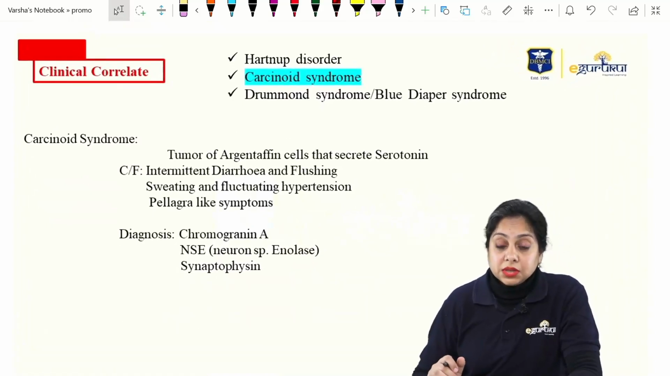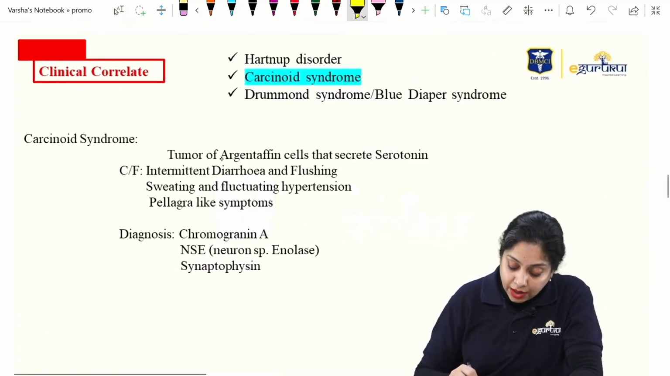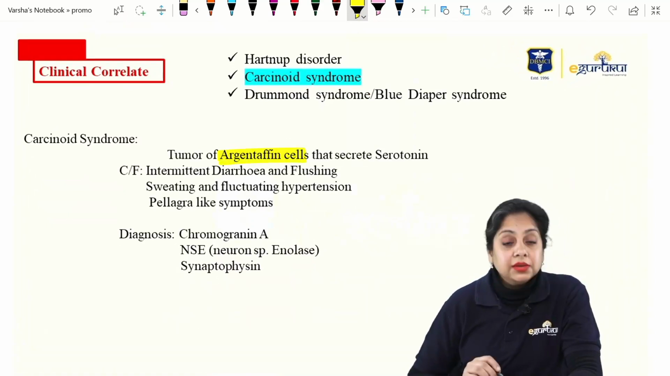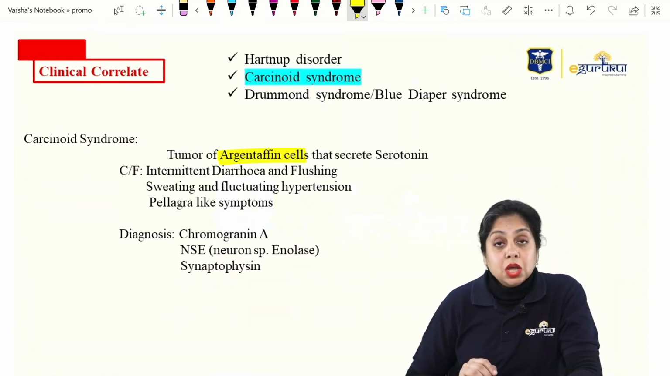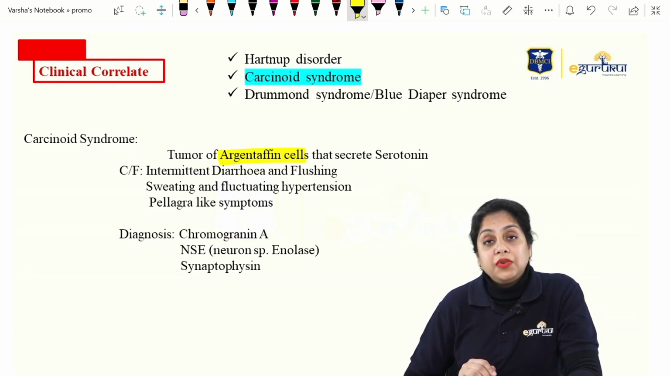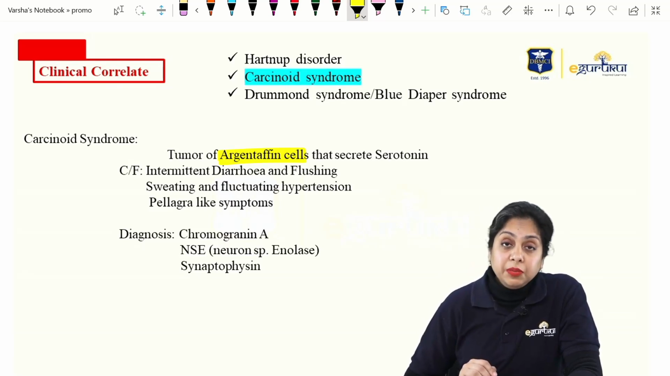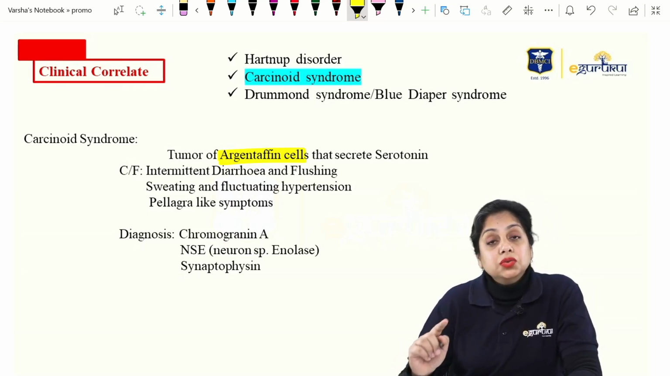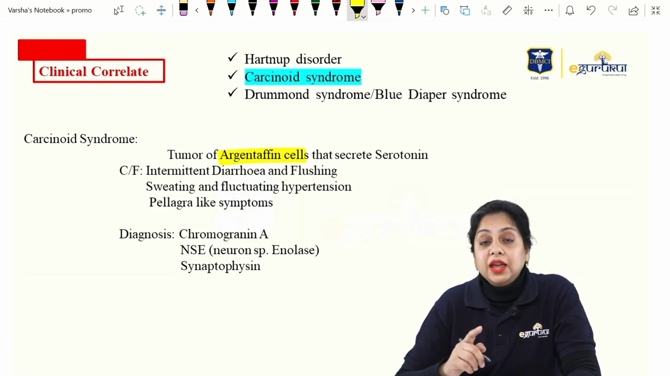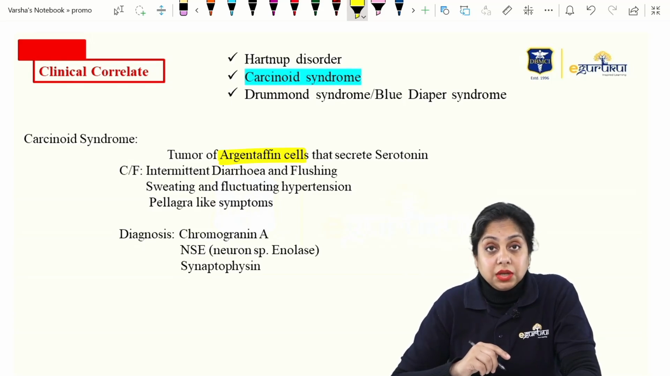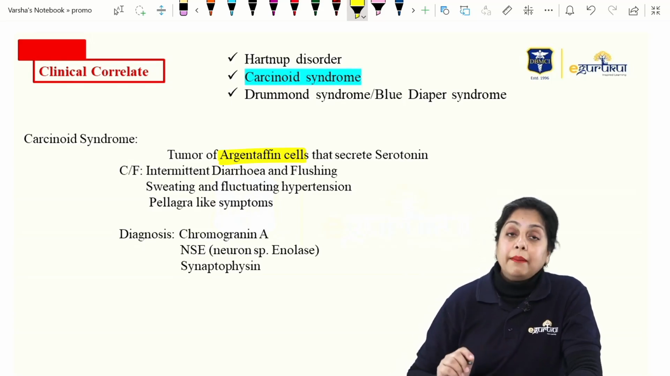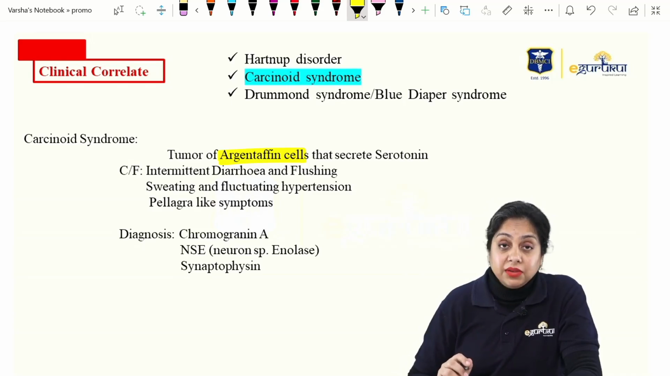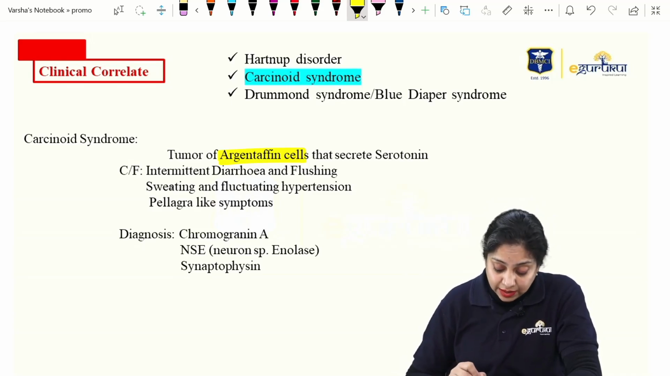The another is the carcinoid syndrome. Carcinoid syndrome is the tumor of what? It is of the argentaffin cells, which secrete the serotonin. So all of the tryptophan which is there will be taken up towards the second route, that is serotonin. So there will be no tryptophan available for the kynurenine pathway, right?